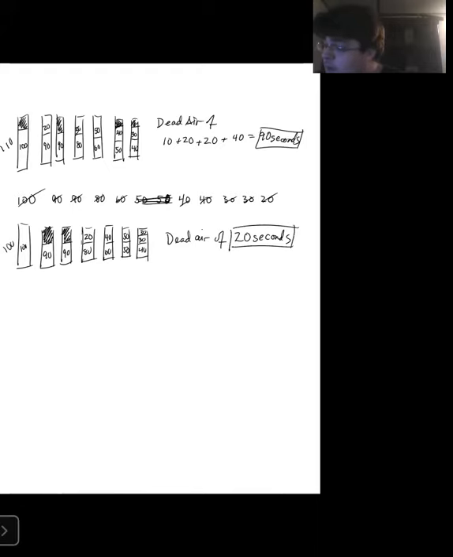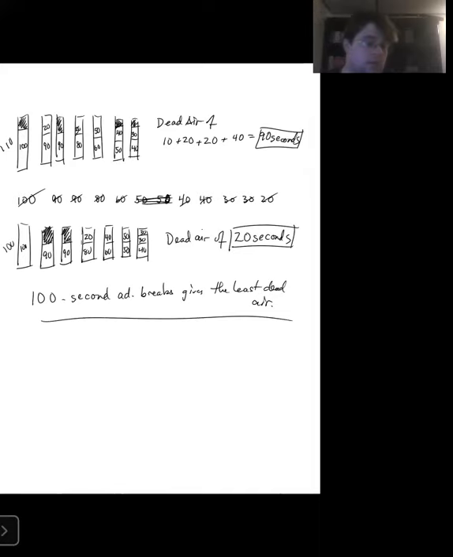So comparing all three answers, what was it with 120? 40 seconds, 90 seconds, 20 seconds. So what was the actual question that was asked? Which of them yields the least dead air? Well, we'll just conclude 100-second advertising breaks gives the least dead air. Gave 20 seconds using the first fit algorithm.